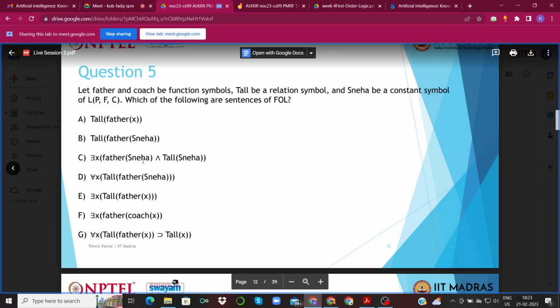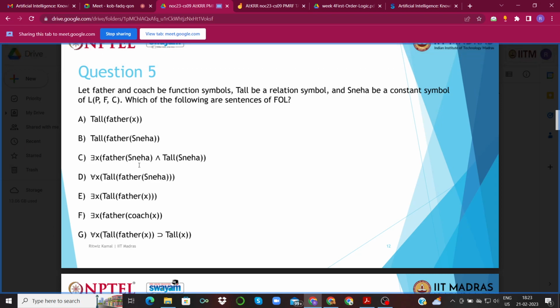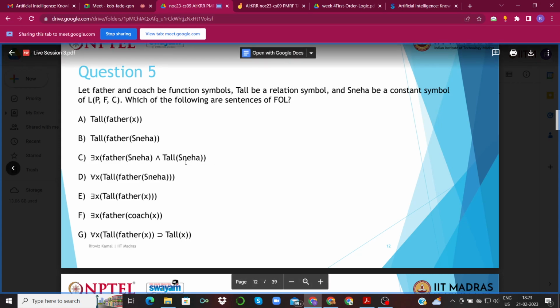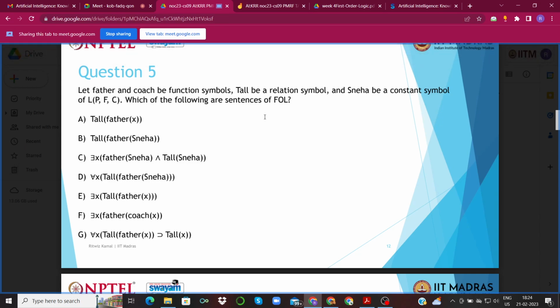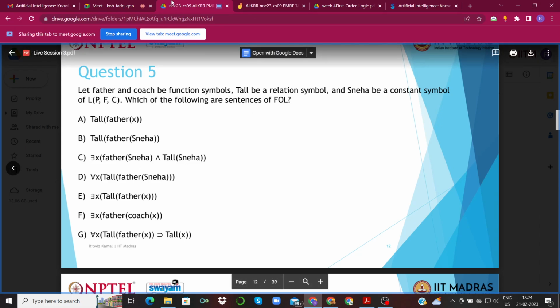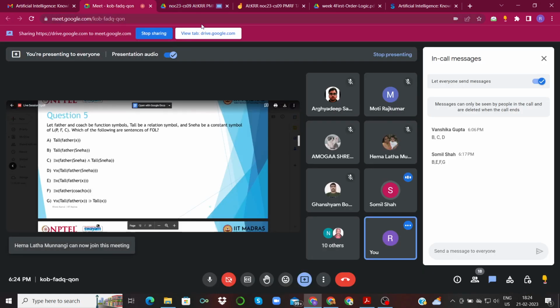But this, on the other hand, is a term, right? Father of Sneha is a term, not a formula. Yes, sir. Got it. So we can't say that father Sneha and tall Sneha is a formula. And since it's not a formula itself, we can't say that it's a sentence. Yeah, got it, sir. Thank you.